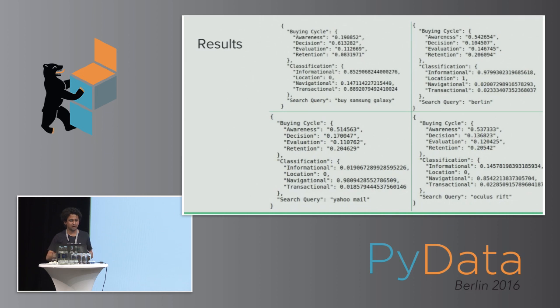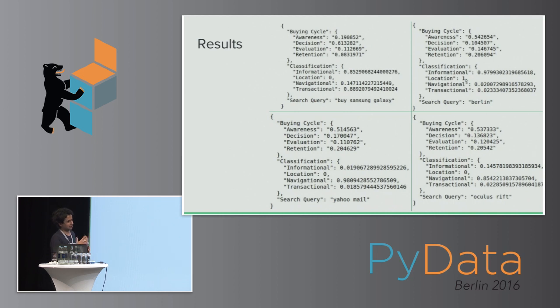So, some results. A user looks for buy Samsung Galaxy, and of course, our intuition says it's a transactional query. Where does it belong? If it's buy Samsung Galaxy, maybe the user is going to buy a Samsung Galaxy, so it's more of a decision phase. Similarly, if you're looking for Berlin, then it's more of an informational keyword with a location flag in it.